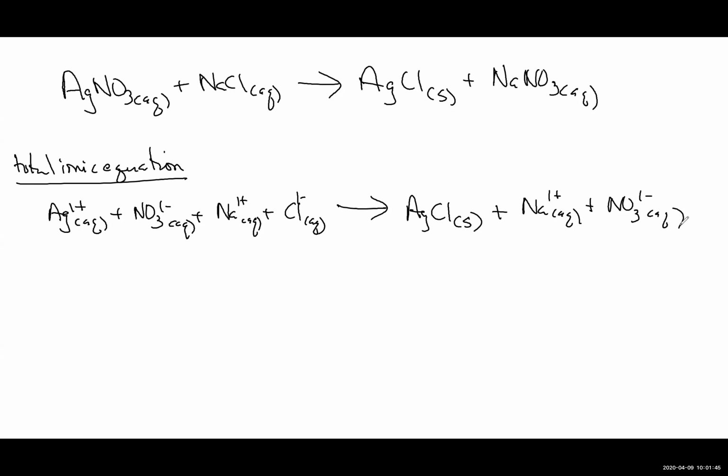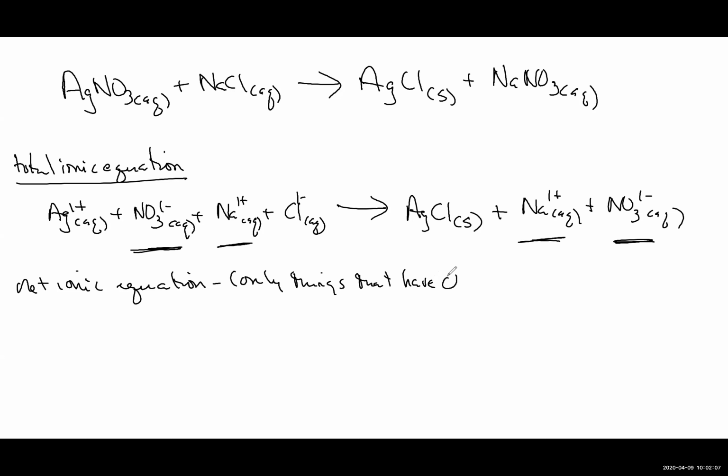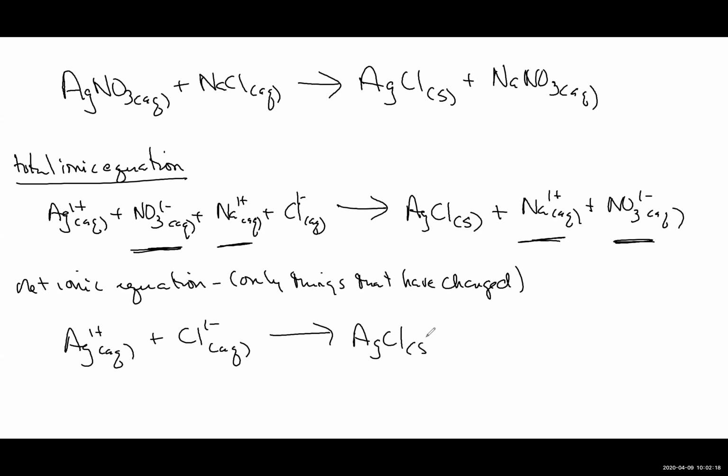Now, if you notice what's true on here is that I have nitrate ions and I have nitrate ions. Nothing really happened there. And I have sodium ions and I still have sodium ions. So if I want to show what's really called my net ionic equation, this is going to show only things that have changed. So silver started out as an aqueous ion and chloride started out as an aqueous ion, but they end up being a solid.